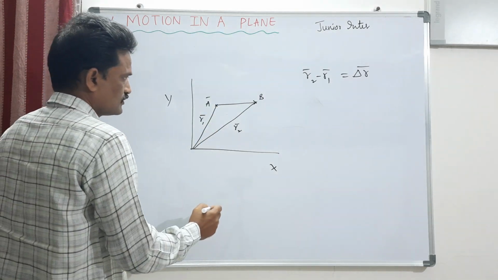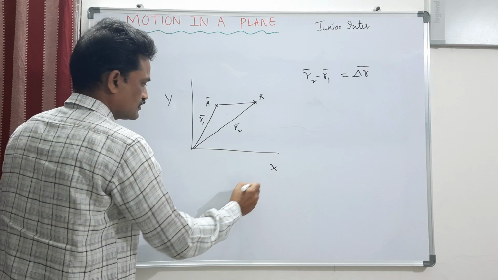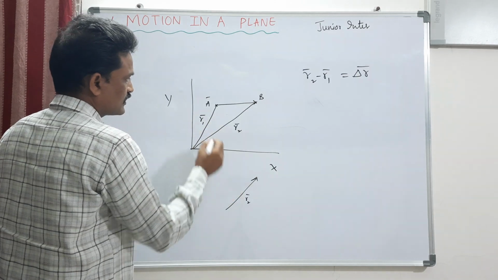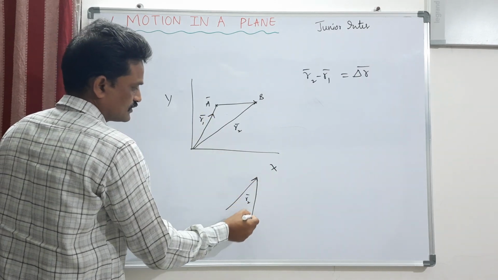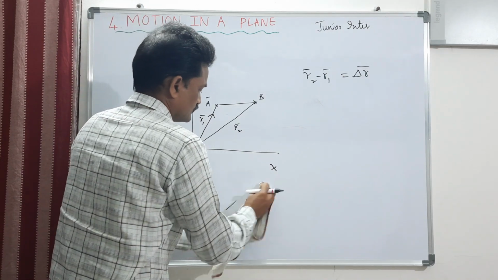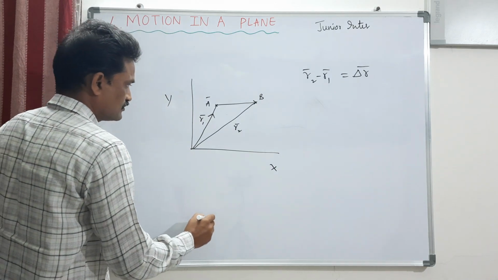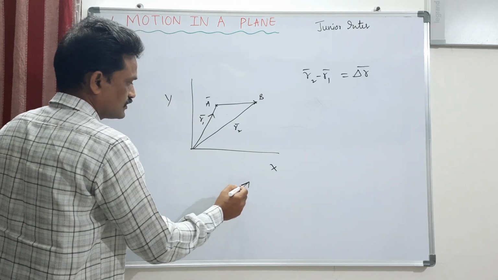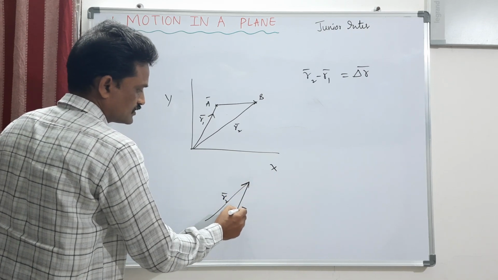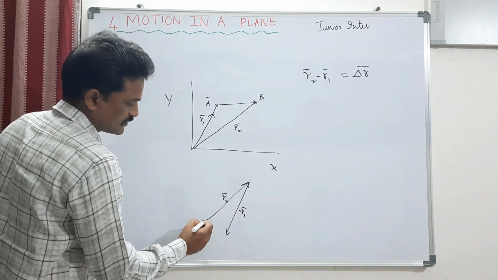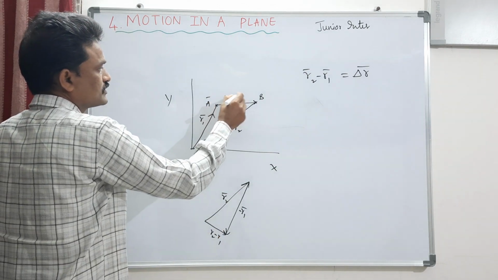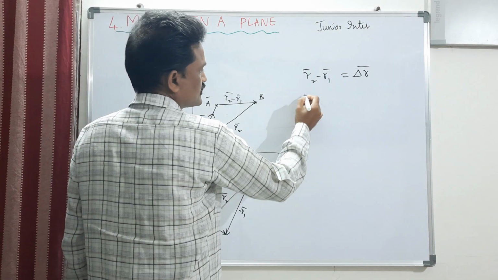So vectorially, r2 minus r1, you can draw: this is vector r2 and minus of r1, reverse the direction of this one. Let us say this is r1, this is minus of r1. So this will be r2 minus r1. This gives the displacement. How to find the velocity?